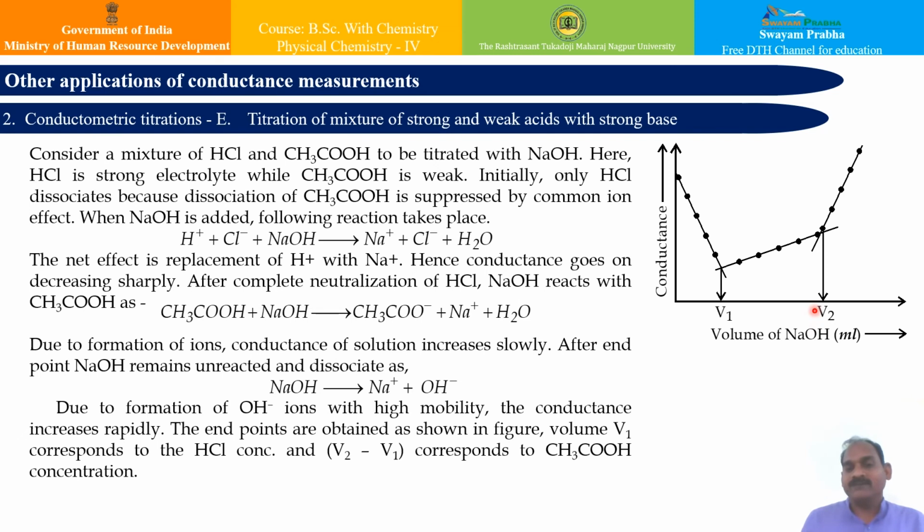So the endpoints obtained in this particular figure are V1 and V2. The first endpoint corresponds to HCl, and V2 minus V1 corresponds to the acetic acid concentration. So this corresponds to the HCl endpoint, and V2 minus V1 corresponds to the acetic acid endpoint. So this way we can see the conductometric titration for the mixture of strong acid and weak acid with the strong base, and this is how we can utilize this technique of conductometric titration for the titration of a mixture of acids.